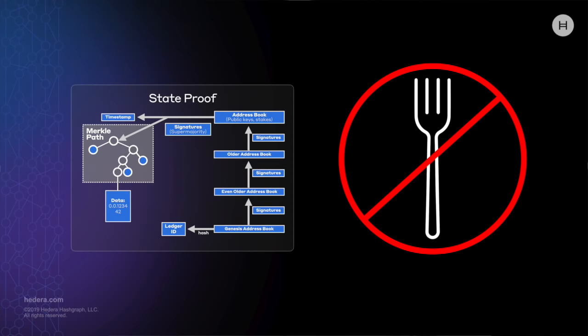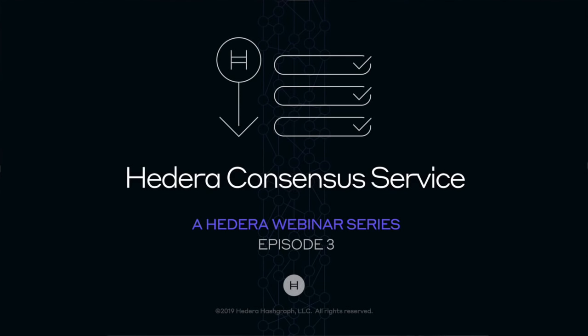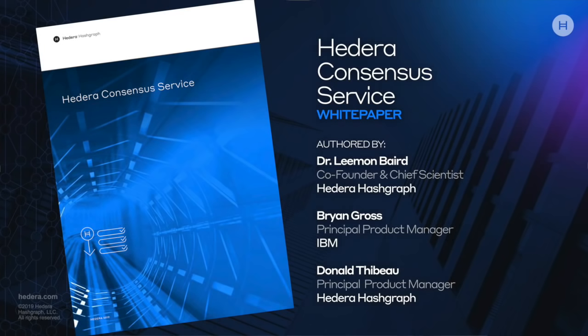But on to today. Today, we are talking about the Hedera Consensus Service. The Hedera Consensus Service is a new service, and we've written a white paper about it. I wrote it with Donald Thibault and with Bryan Gross. Now, Bryan Gross is Principal Product Manager for IBM Blockchain platform. He's at IBM. He co-authored this paper with me, and we will even be hearing him later today.